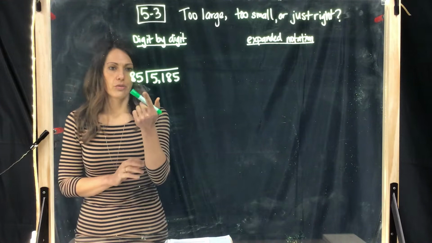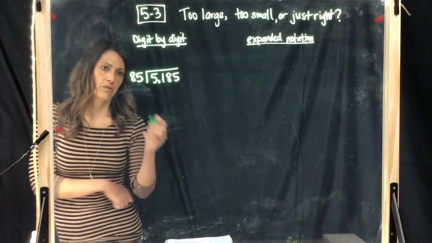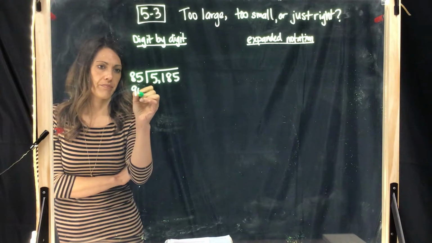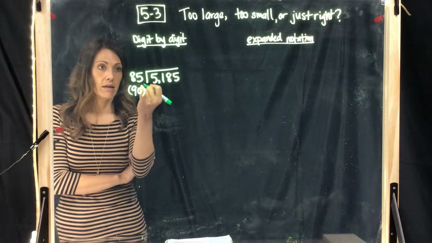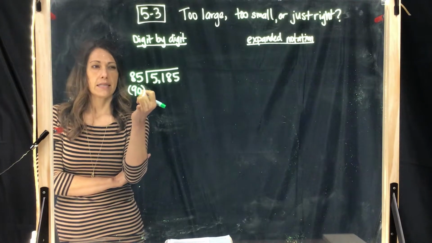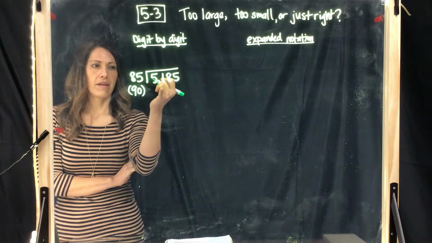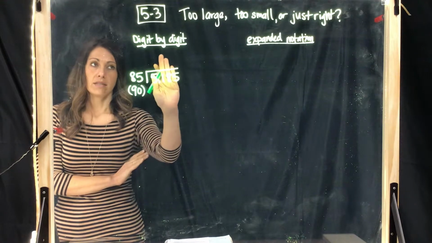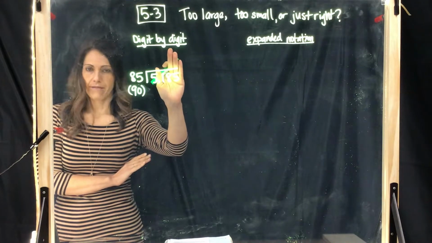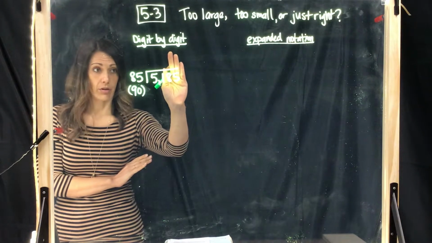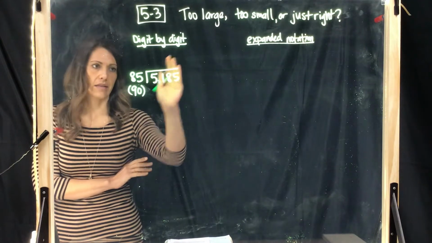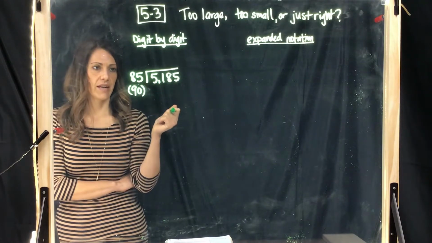So let's do this one digit by digit. First thing I'm going to do is round this number that's really close to 90. So I'm going to think, how many times does 90 go into 5,185? Okay, well, since I'm doing digit by digit, I'm going to think about the 5. Nope, think about 51. Still no. 518, okay, so how many times does 90 go into 518?